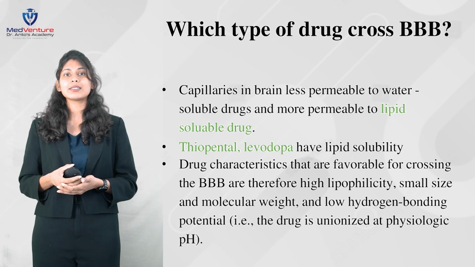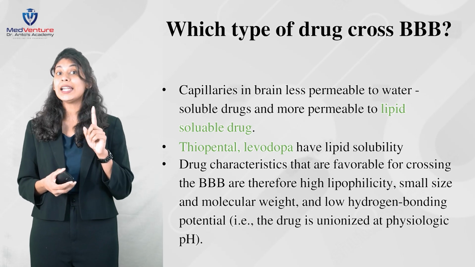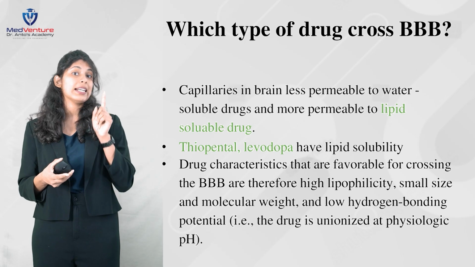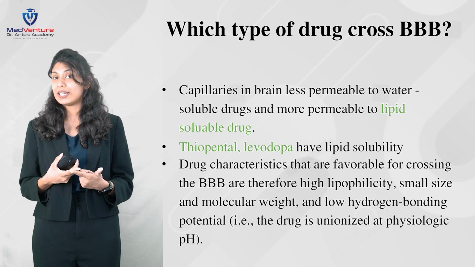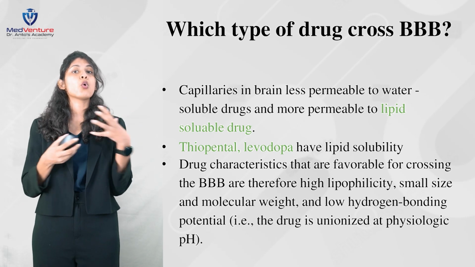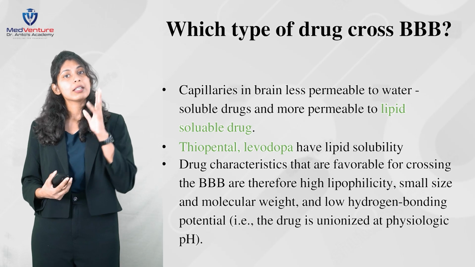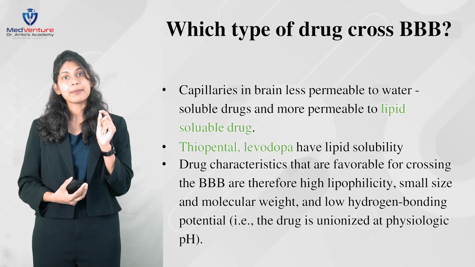What are the characteristics that favor crossing the blood-brain barrier? One is high lipophilicity, as we discussed, meaning lipid-loving drugs. The opposite, a less hydrophilic drug, one that does not like water so much, tends to go into the lipid membrane or lipid areas. So: high lipophilicity, low hydrophilicity, and small size and molecular weight.